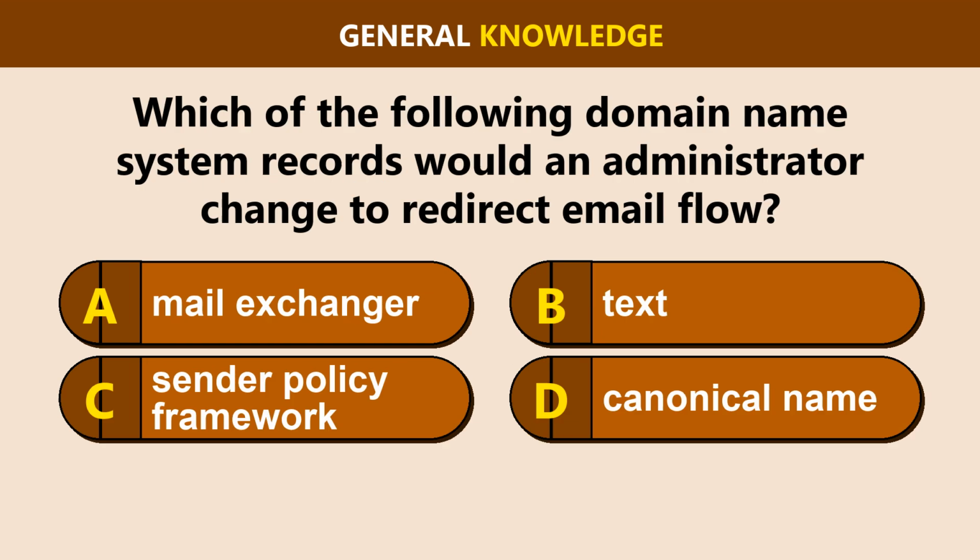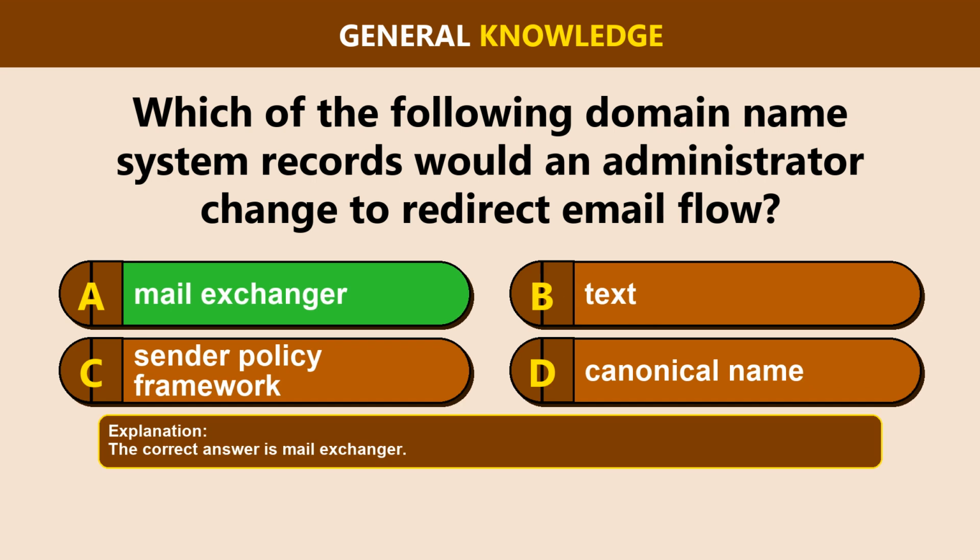Question 38. Which of the following domain name system records would an administrator change to redirect email flow? Option A, mail exchanger. Option B, text. Option C, sender policy framework. Option D, canonical name. The correct answer is option A, mail exchanger.